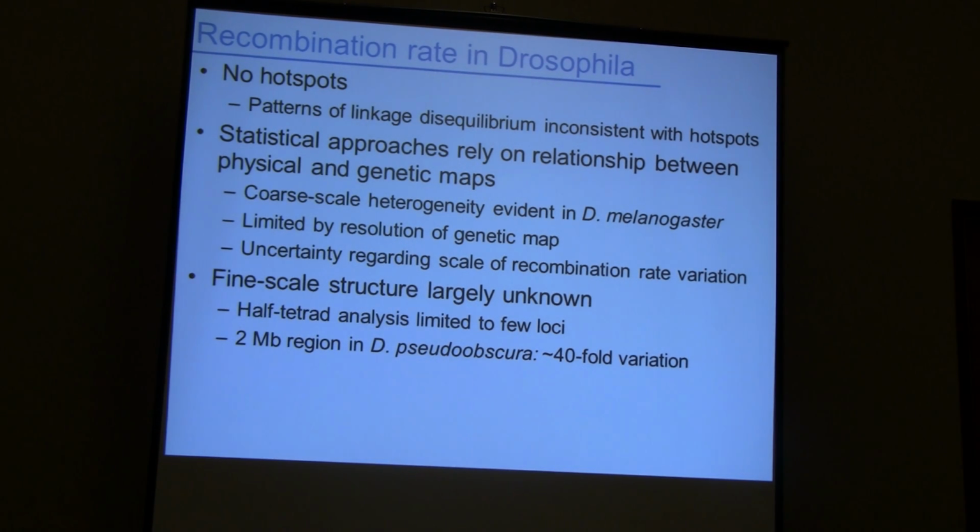Most approaches for estimating recombination rate in Drosophila have been statistical in nature and rely on the relationship between the physical and the genetic maps. And using these statistical approaches, many people have found coarse-scale heterogeneity in recombination rate within the melanogaster genome, but really we're limited by the resolution of the genetic map. We only have a few hundred genetic markers, which means that there's a lot of uncertainty that remains regarding the scale at which recombination rate varies within the genome.